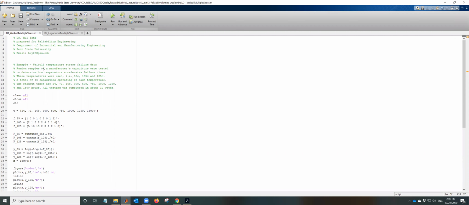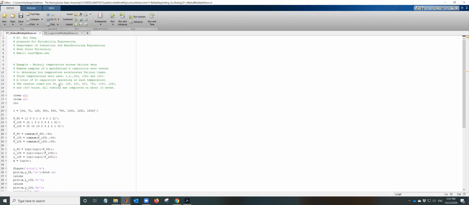We have a random sample of a manufacturer's capacitors that were tested to determine how temperature accelerated the failure times. So three temperatures were used: 85 Celsius, 105 Celsius, and 125 Celsius. A total of 40 capacitors were operating at each temperature. So we have about 120 capacitors, 40 for 85 degrees, 40 for 105, and 40 for 125 degrees.